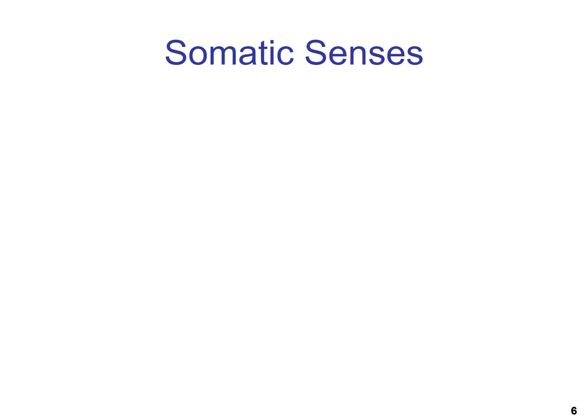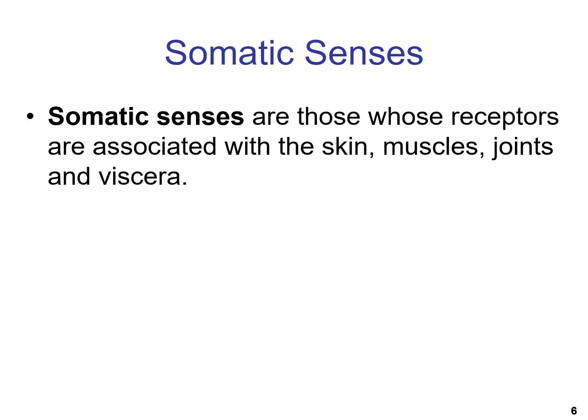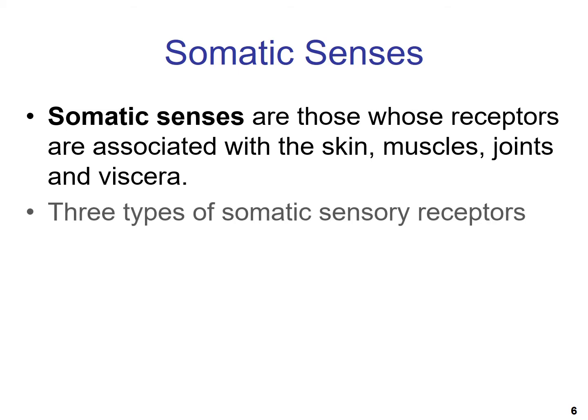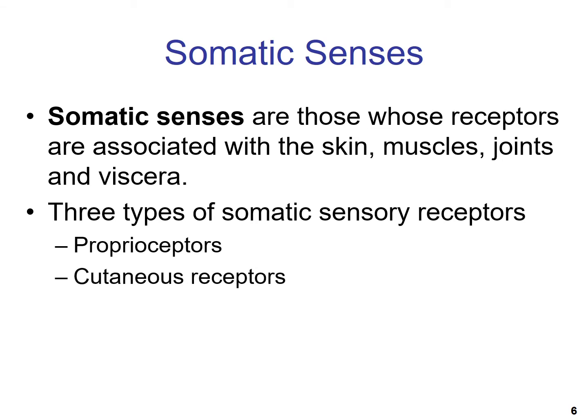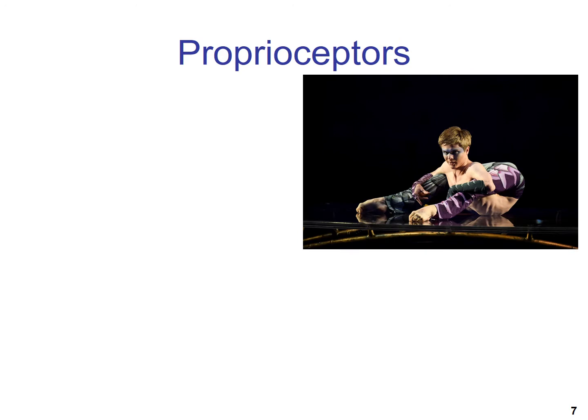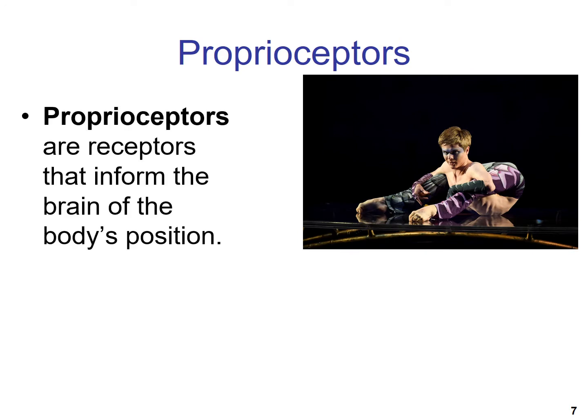Okay, so if we talk about somatic senses, these are the senses with receptors that are associated with the skin, the muscles, the joints, and the viscera. So there are actually three types of somatic sensory receptors. First, proprioceptors, and we'll discuss that in a little bit more detail, cutaneous receptors, and pain receptors. So proprioceptors, I thought this would be a nice picture to put in there, inform the brain of the body's position, and that's a really unusual position to be informing the brain of.